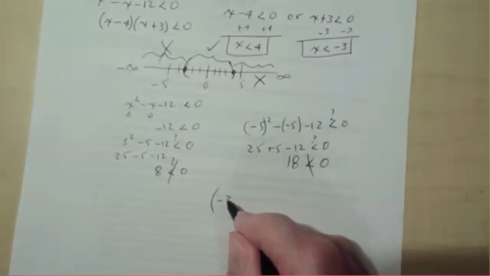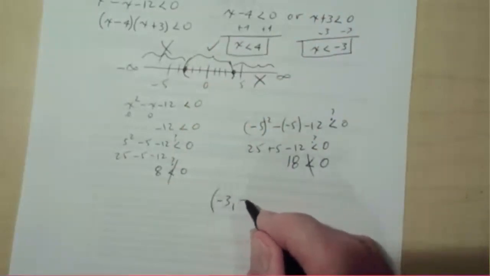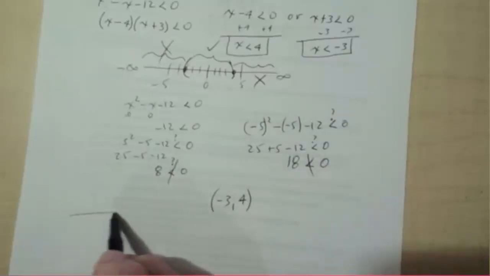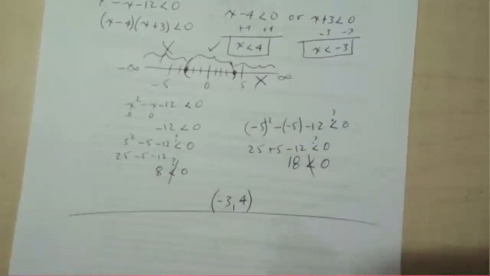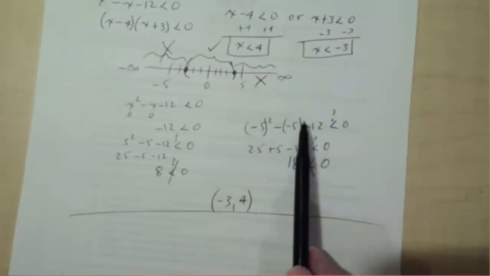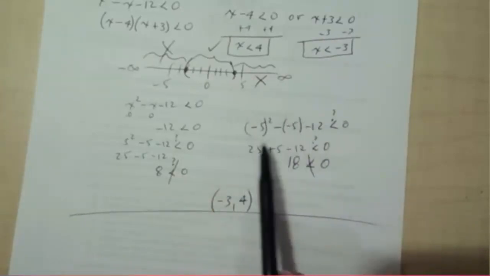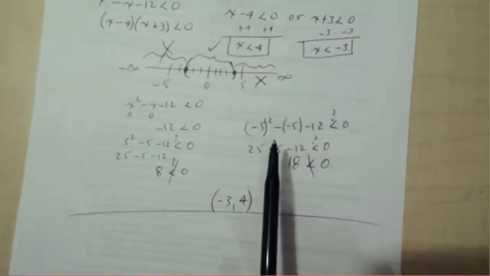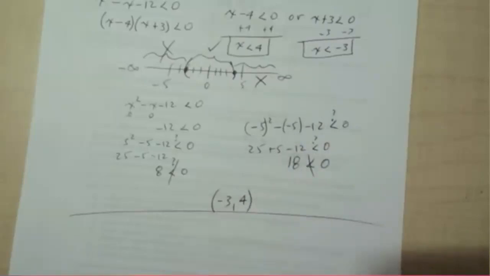So we have negative 3, comma 4 as our interval notation. I think you're going to find that that's the easiest way. You can put it in your calculator and it'll tell you whether it's true or not, if the area is correct.